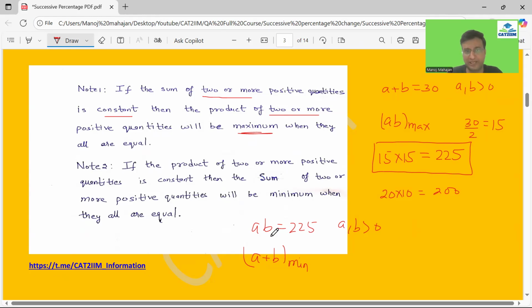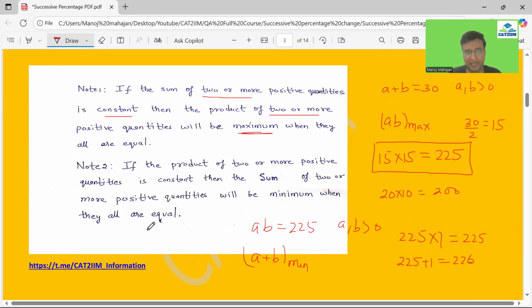So let me take one case. Let's say if A is 225 and B is 1. Just one example I'm picking up. The product is 225. What is the sum of A plus B over here? 226. So the moment you get the values closer, let me take another example.